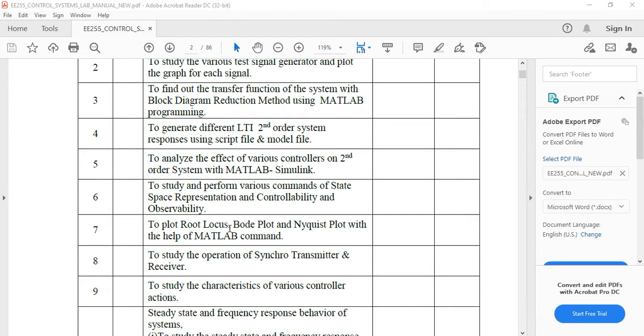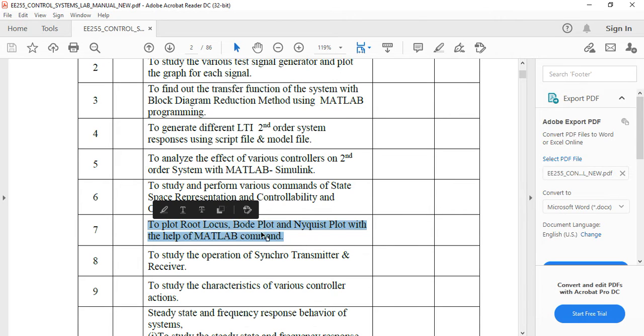So in this video we are going to learn about experiment number 7, to plot the root locus, Bode plot and Nyquist plot with the help of MATLAB commands. The mathematical and theoretical procedure for drawing the root locus, Bode plot and Nyquist plot we have explained in the class, and we can draw them on simple as well as semi-log graph paper.